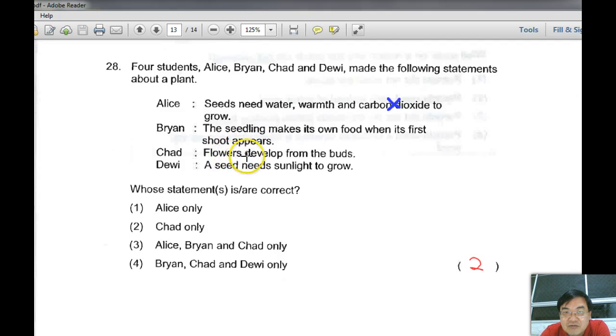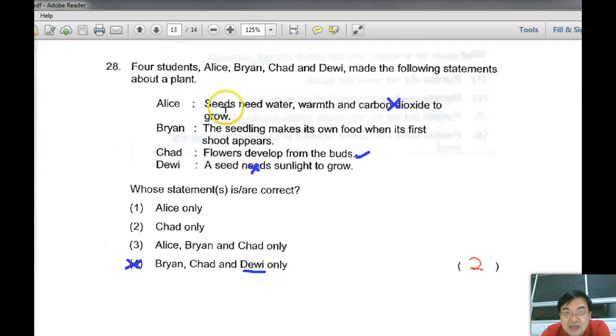Now, a flower develops from a bud is correct. Now, a seed needs sunlight to grow? No, not at all. Okay, this is wrong. Now, let's take a look. If Dewey is wrong, totally wrong. If I see anyone with Dewey here, this is wrong. So 4 is wrong because it has Dewey.